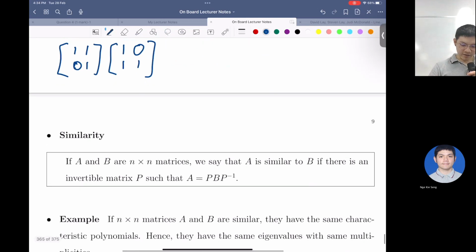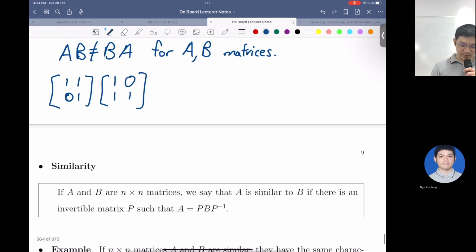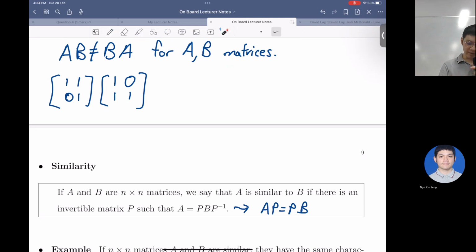there's a thing. We say A and B are similar if there's an invertible matrix P such that A equals P times B times P minus 1. This one is really close to what we were talking about before. Because if you multiply P on both sides, we get AP equals PB. So when you swap, A becomes B; there's another matrix that replaces A. If P is invertible, then we can move the P to the other side.